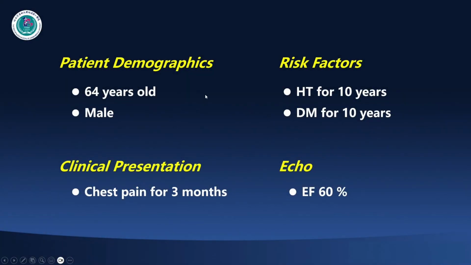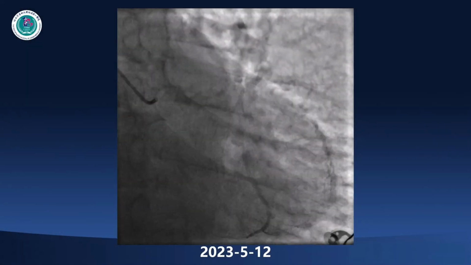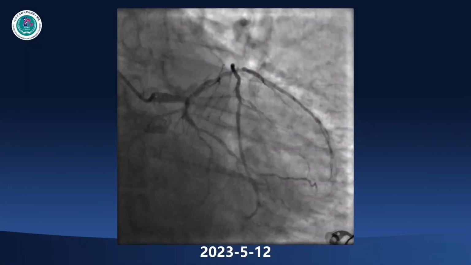This patient is a 64-year-old male who has suffered from chest pain for 3 months. The risk factors are hypertension for 10 years and diabetes for 10 years. The ejection fraction is 60%. This is the angiography from May 12th.